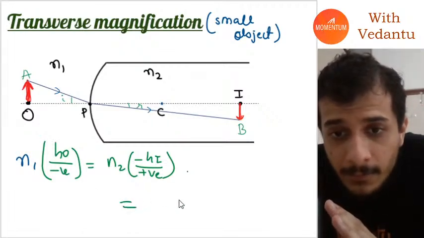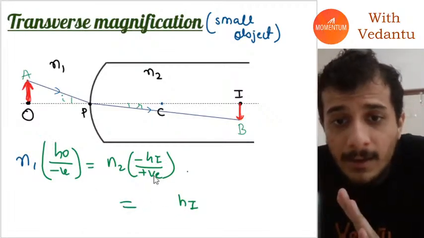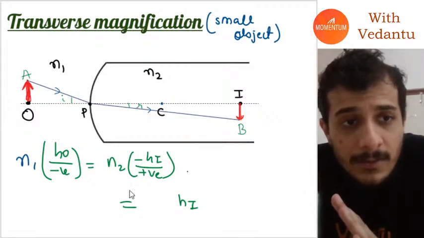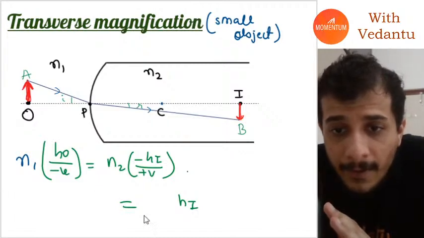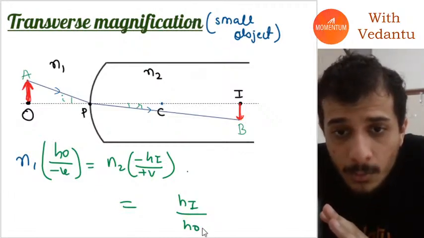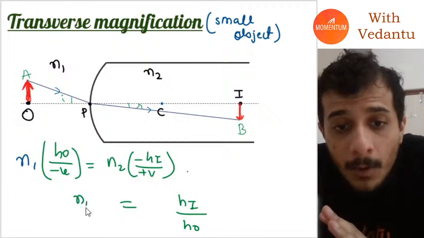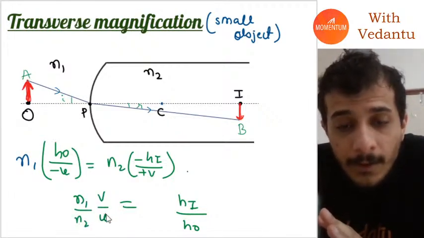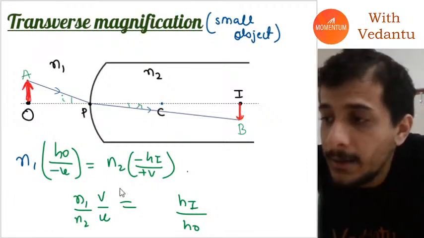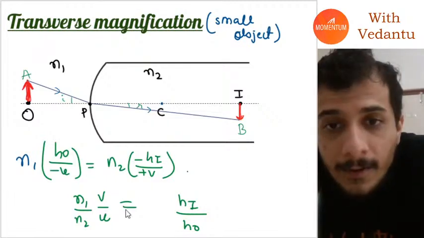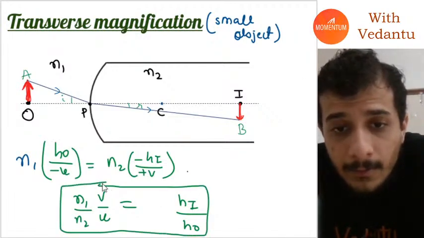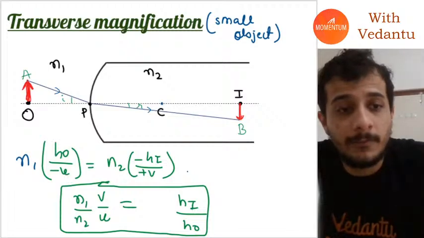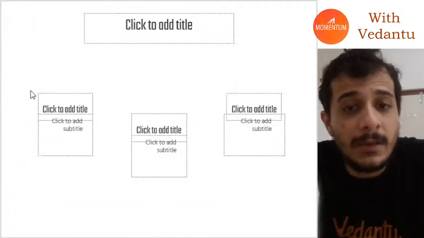Pay very close attention. HI will stay here only. And what I can write is HI divided by HO is equal to n1v divided by n2u. Can you guys see that? If you can see that, superb, and give me a thumbs up.